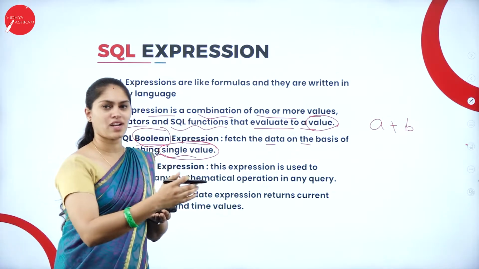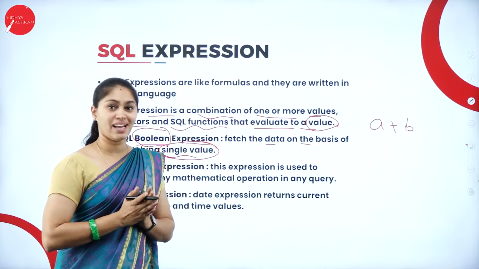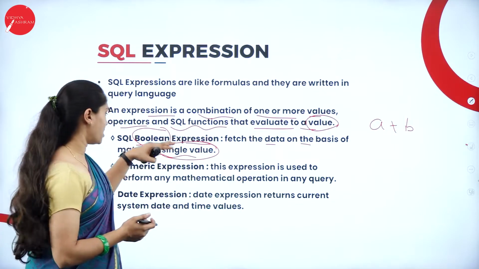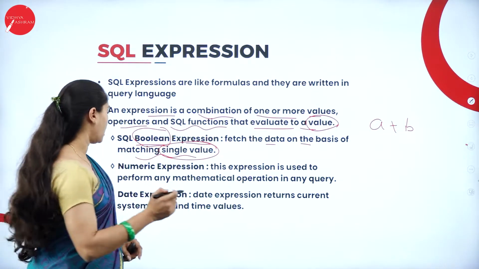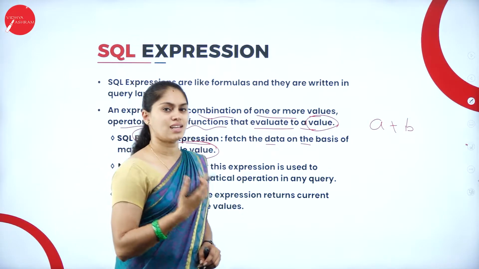So it will match with a value which is correct, either true or false, and that will be returned as the result. That is with respect to a Boolean expression. And the second type we have is a numeric expression. Numeric in the sense that it is related to numbers.